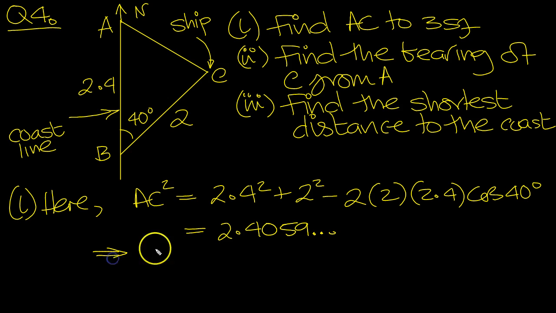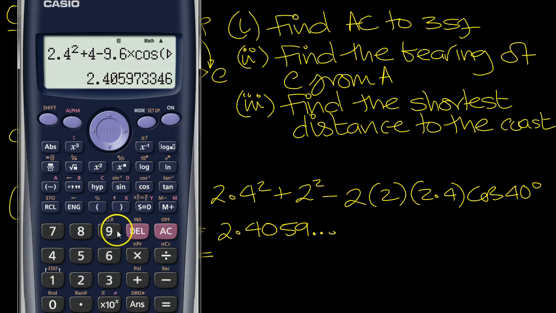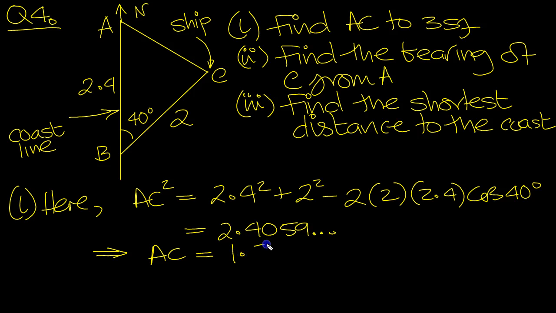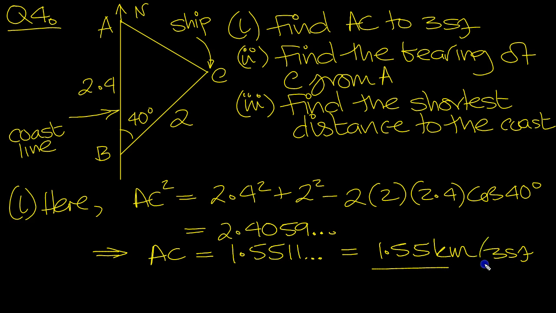So square root the answer then. 1.5511, which equals to 3 significant figures 1.55 kilometers, and that's to 3 significant figures. Okay, that's part 1. Find the bearing of C from A.